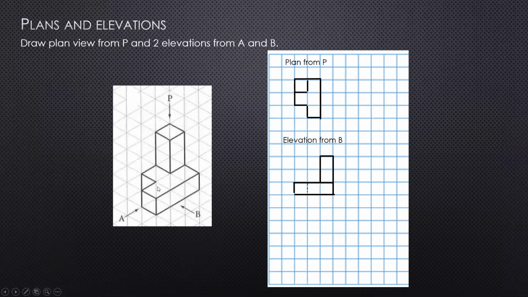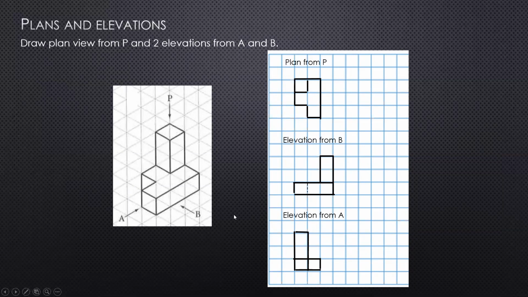Okay, next one we need to draw from A. If you look from A, you only can see this part, this square, and with this rectangle. Okay, so when we draw, we just draw like that. Okay, this square is this square, and this another square here will be here, and then the one that sticks out here will be this thing that we can see from A.